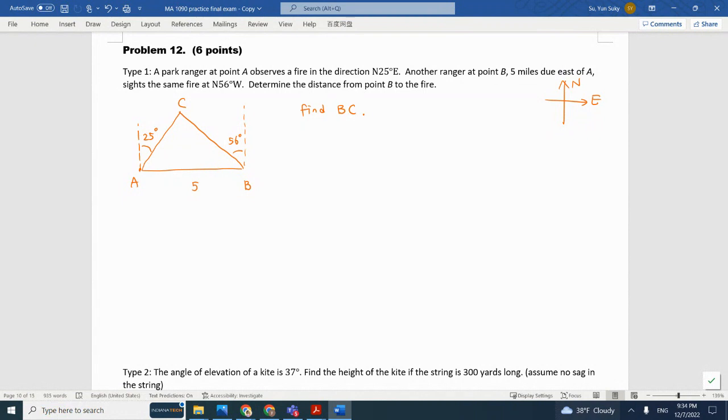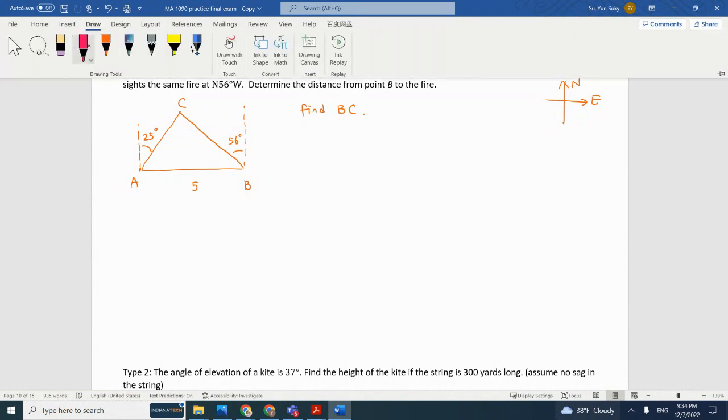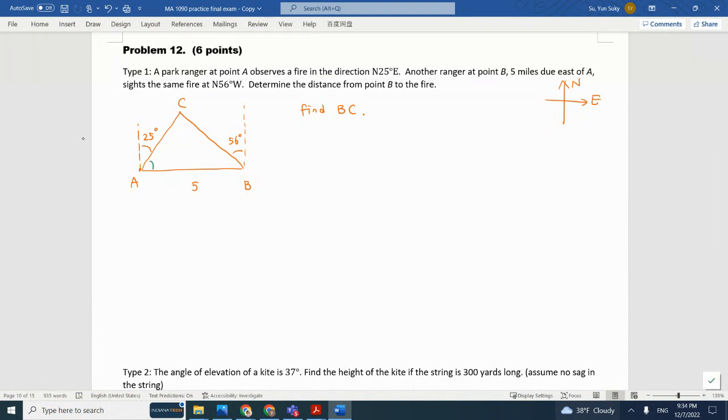Okay, so this is solving oblique triangles: law of sines, law of cosines. Which one do we use? Let's figure that out. So first of all, let's see what this angle is. That's 90 degrees minus 25, which is 65 degrees. So this is 65 degrees. And here, 90 degrees minus 56 degrees is 34 degrees. So this is 34 degrees. Okay, everybody?